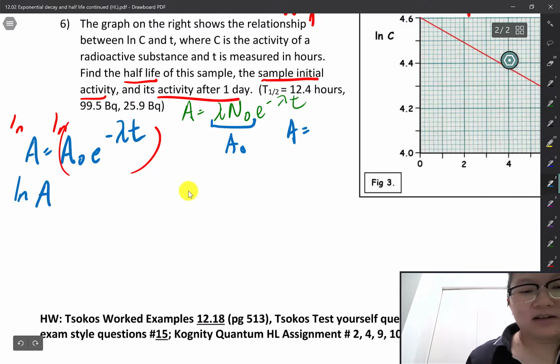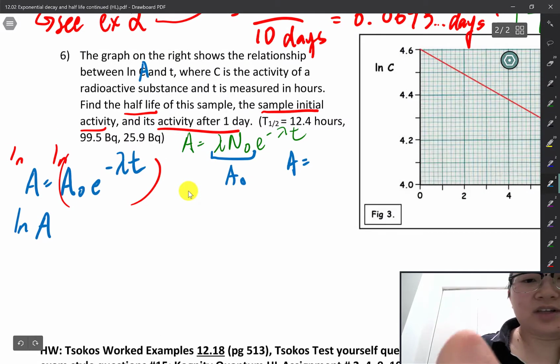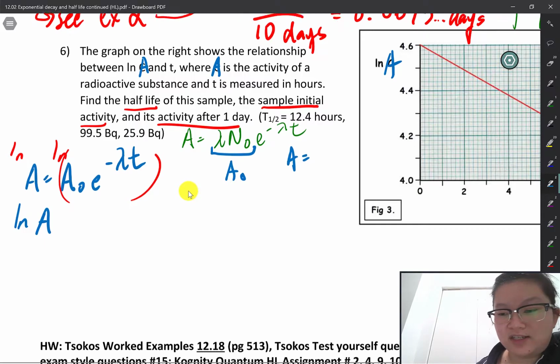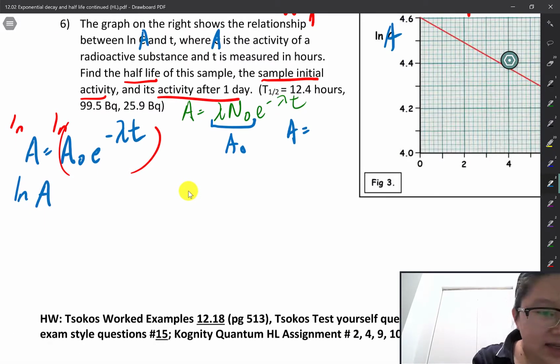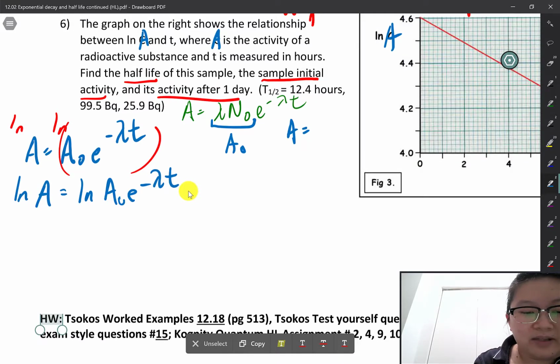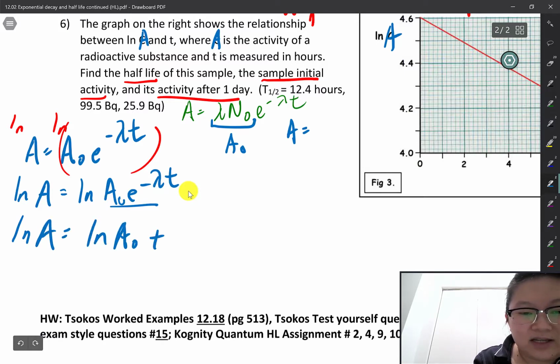Ln A for the activity, actually it's just going to be C, because that's what it changes to. This question uses activity as C. So maybe just to make it less confusing for us, I'm just going to change that to A. So we get ln A is equal to ln A naught e to the power of negative lambda t. Don't forget, if two things are multiplying here, we can split them up into ln A naught plus ln e to the power of negative lambda t.